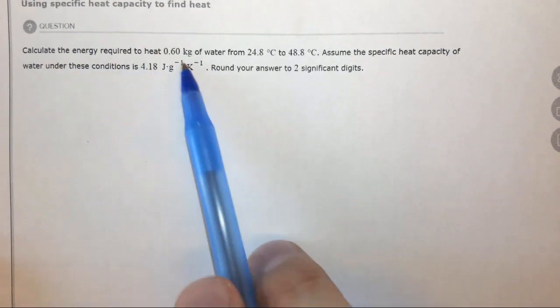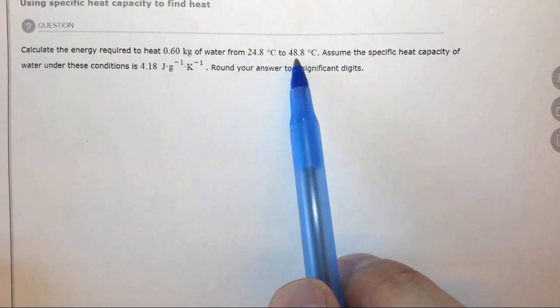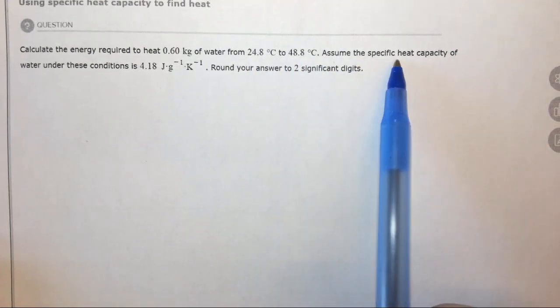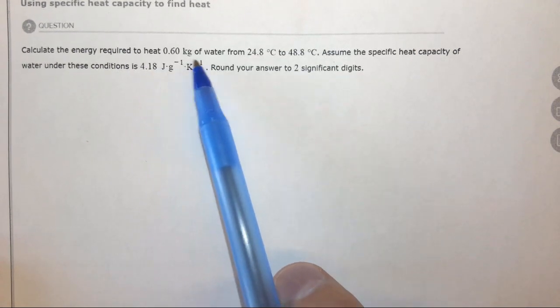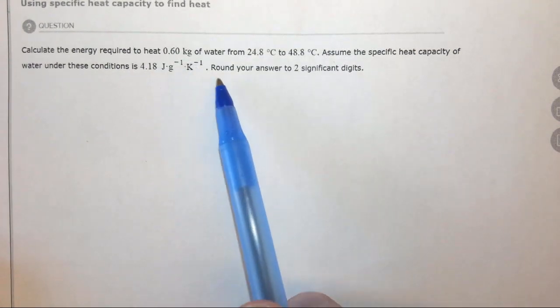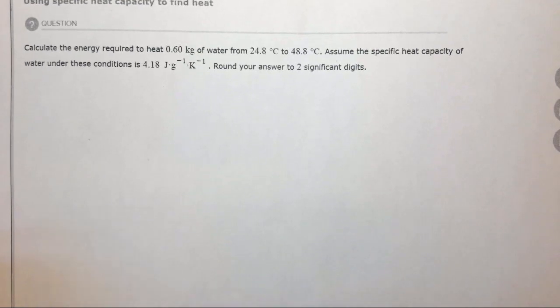The problem says calculate the energy required to heat 0.6 kilograms of water from 24.8 degrees C to 48.8 degrees C. Assume the specific heat capacity of water under these conditions is 4.18 joules per gram K. Round your answer to 2 sig figs. So basically, in a previous video attached to this playlist, I go through this equation in a lot of detail, but here I'm just going to give it again.